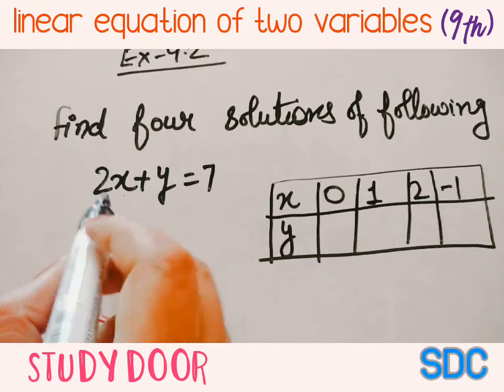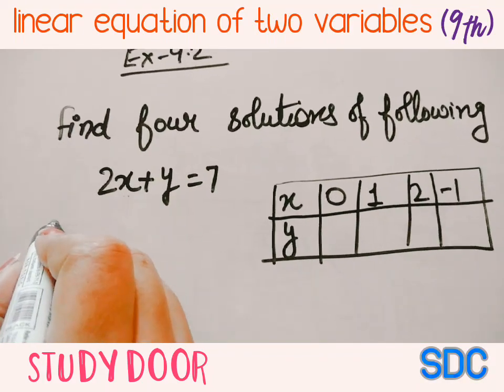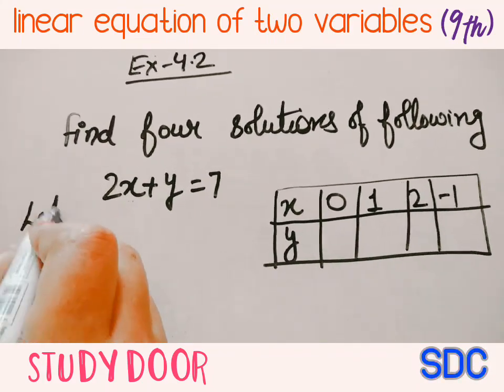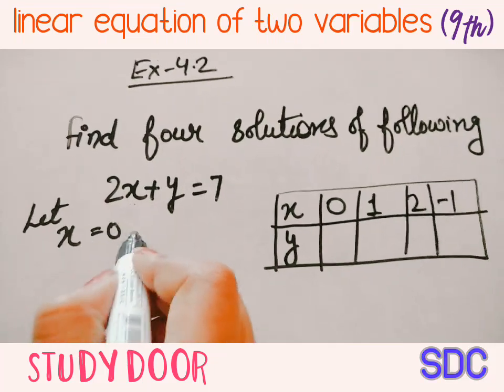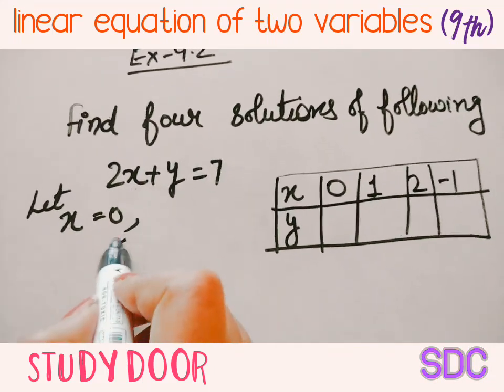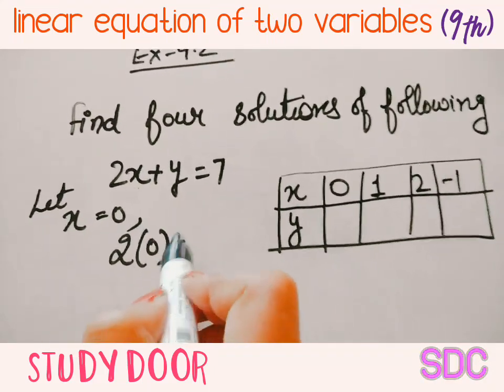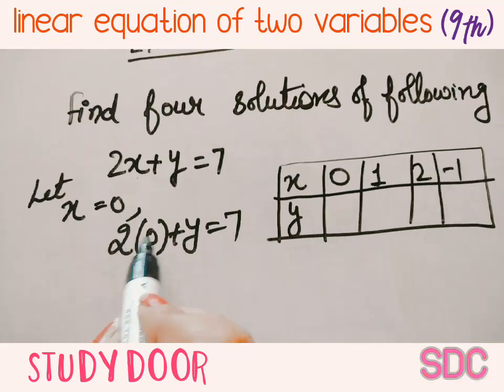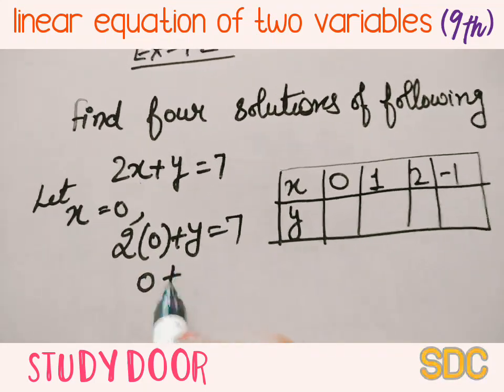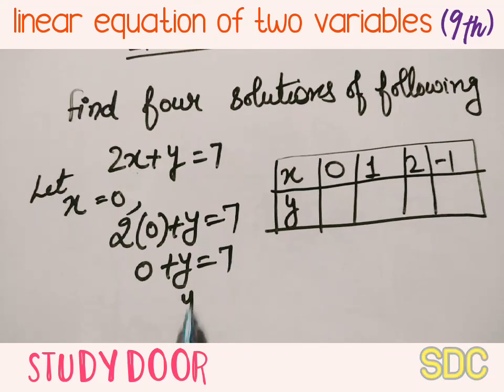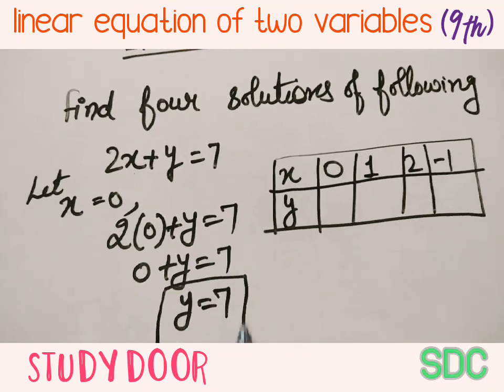Let's take x is equal to 0. Put x is equal to 0, then the value of x will be 0 plus y is equal to 7. 2 into 0 is equal to 0 plus y is equal to 7. Then the value of y is equal to 7.